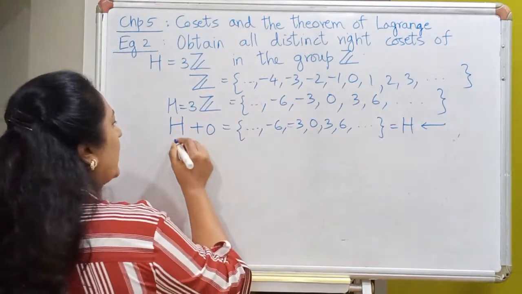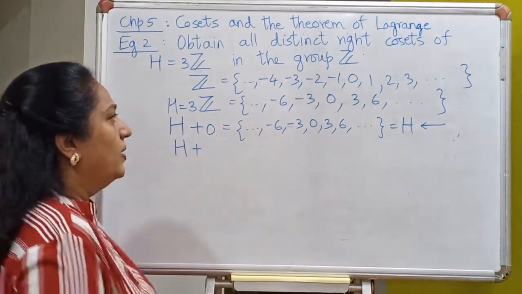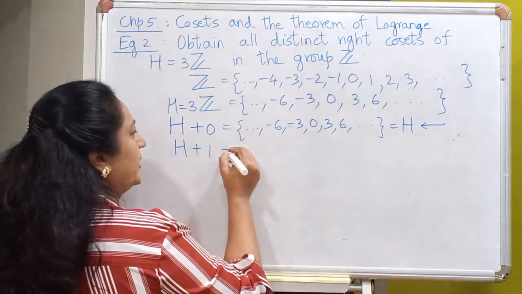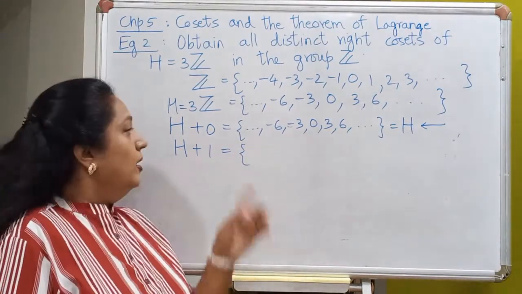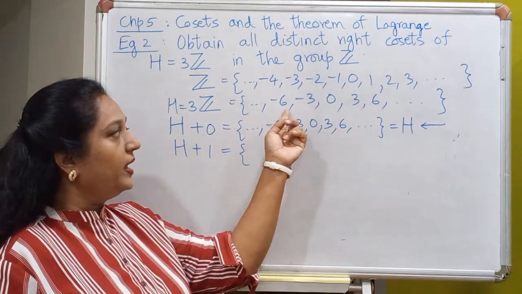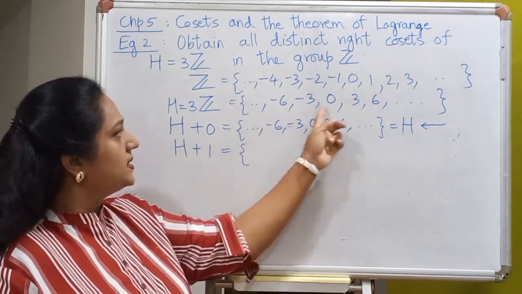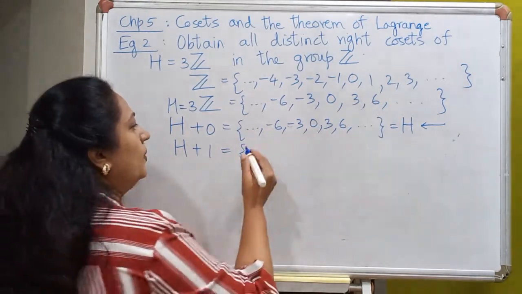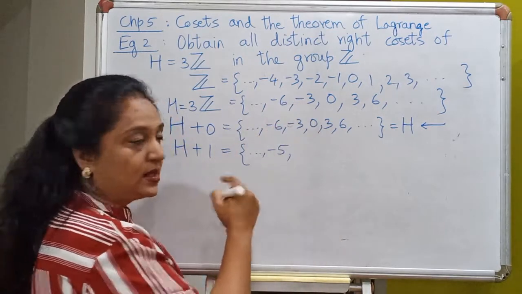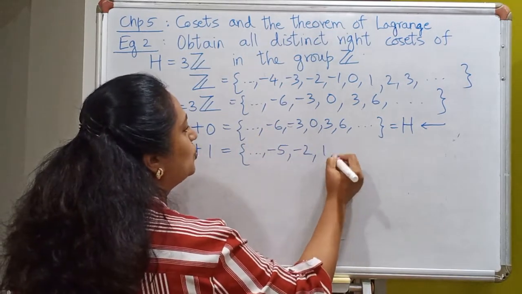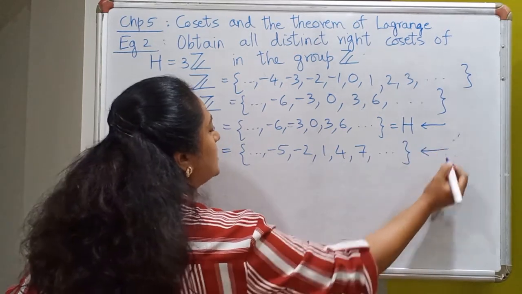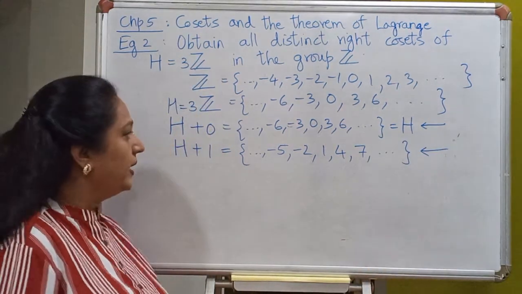Now let's look at the next right coset, and we just decide to go in this direction. So let's look at the right coset H plus 1. To obtain this, I need to add 1 to every element in this set from the right. So minus 6 plus 1 will give me minus 5. Minus 3 plus 1 will give me minus 2. This will be 4, 7 and so on. So this is yet another right coset that I get.